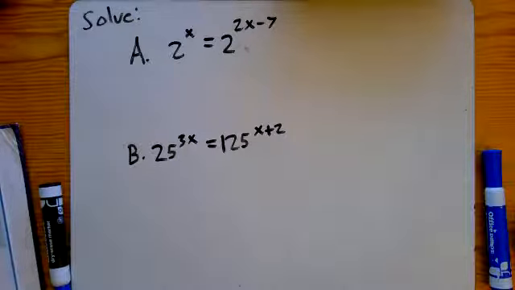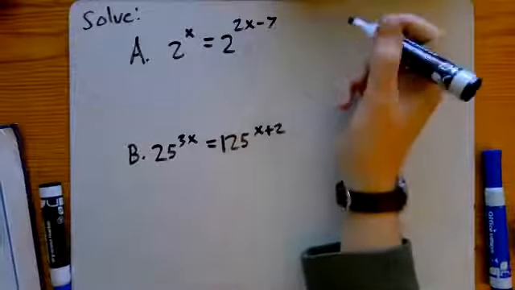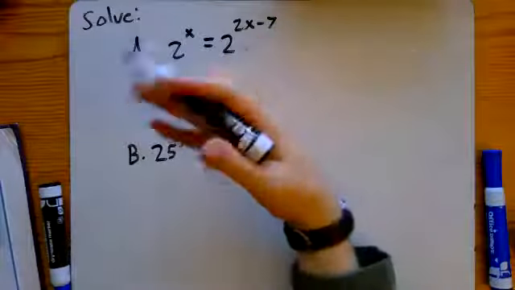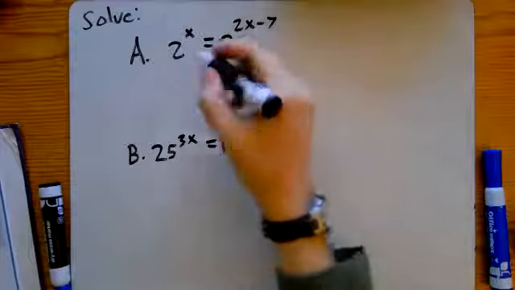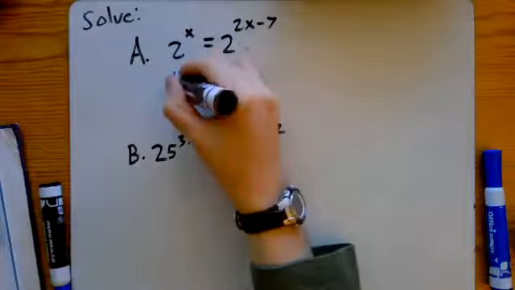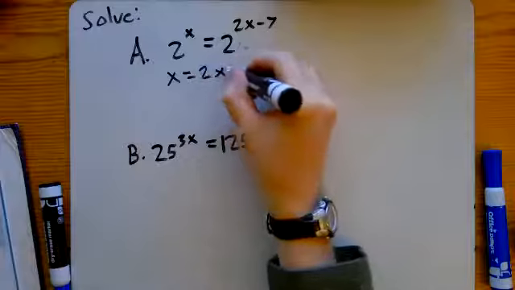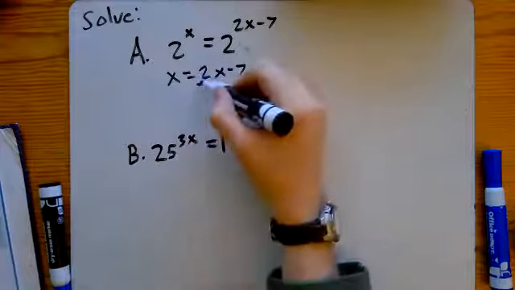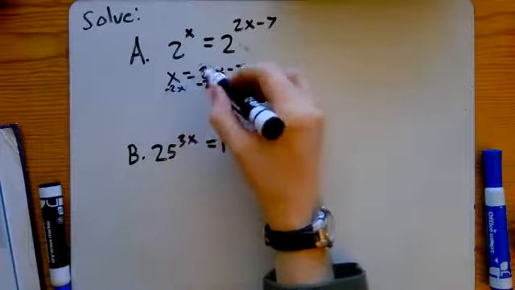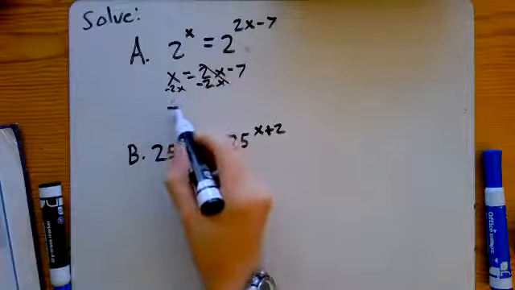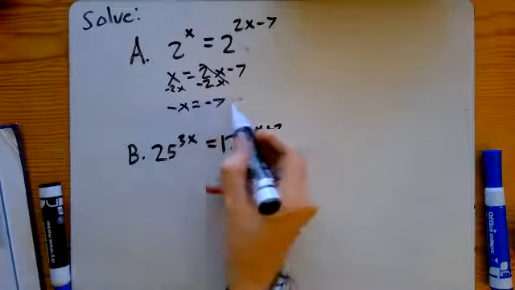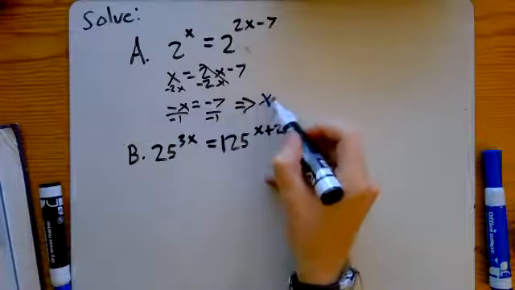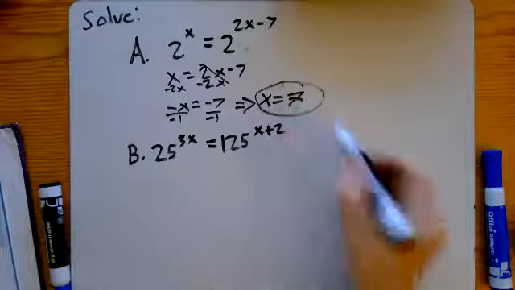So here, 2 to the x equals 2 to the 2x minus 7. These both have a common base, so I can just ignore the bases and write it as x equals 2x minus 7. Take it from here. I'm going to subtract 2x from both sides. These cancel. x minus 2x is negative x equals negative 7, divided by negative 1, and we have x equals 7. Easy.